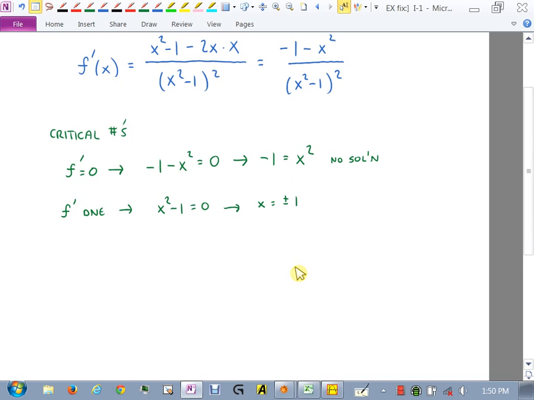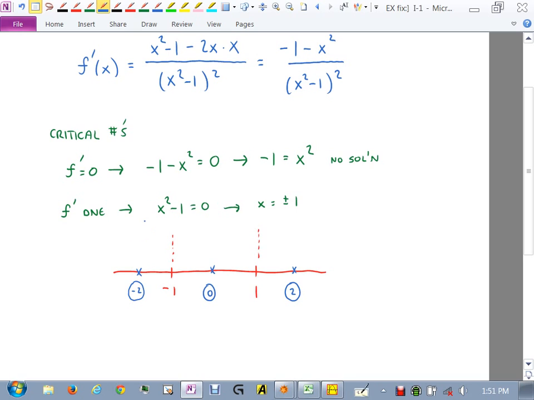So what am I going to do? Draw a number line. I'm going to put -1 and 1. I'm going to break up my number line into 3 sections. I'm going to pick test points. I'm going to plug these into the derivative. What's going to happen if I plug in -2? Negative on top.